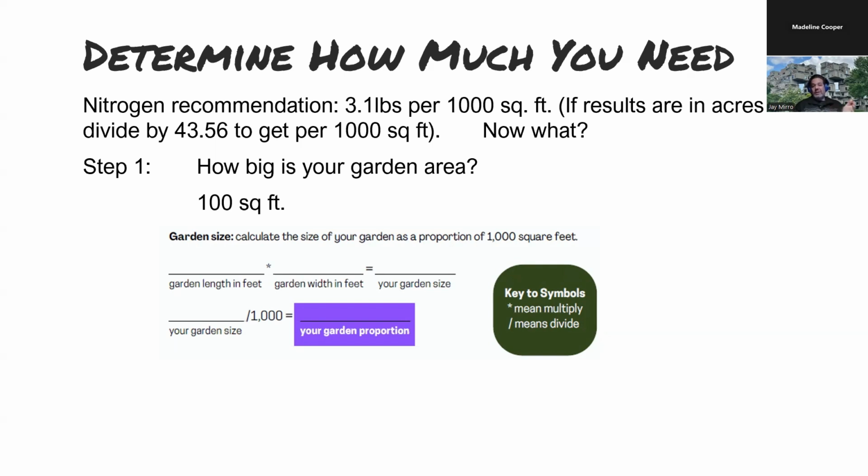So my garden is 10 feet by 10 feet. That's 100 square feet. Then we take 100 square feet and divide by that rate in pounds per thousand to get our garden proportion. So here we're only looking for 10% of that 3.1 pounds because we only have 100 square feet. Our garden proportion is 0.1, or 10%.